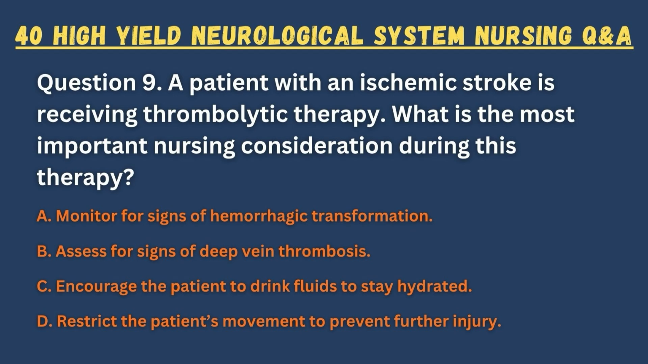What is the most important nursing consideration during this therapy? A. Monitor for signs of hemorrhagic transformation. B. Assess for signs of deep vein thrombosis. C. Encourage the patient to drink fluids to stay hydrated. D. Restrict the patient's movement to prevent further injury.